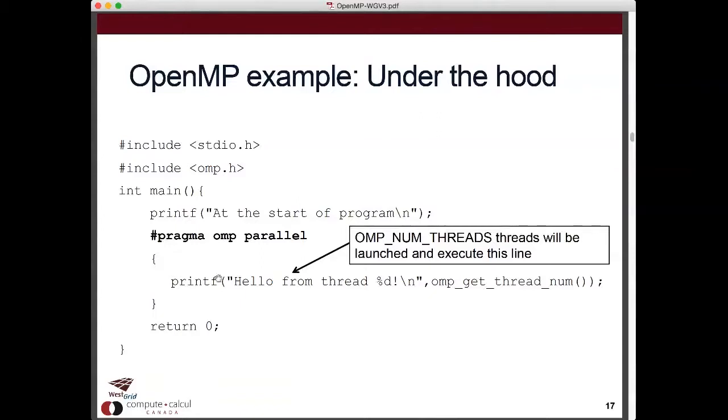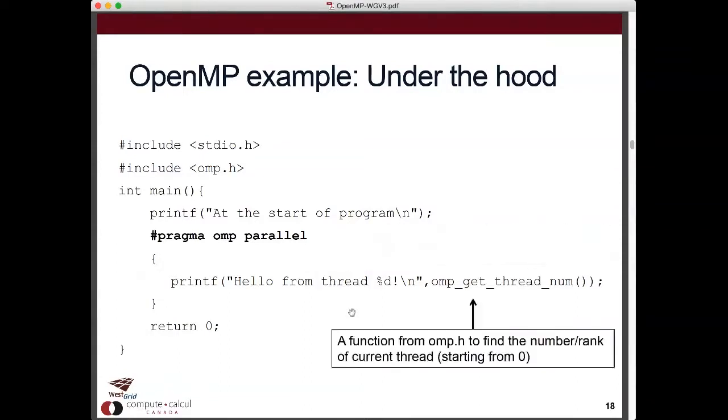So at this point, you have 4 threads running on different cores of your machine, and each one will run this line of code independently. Thread number 0 will run this, thread number 1 will run this, and so on and so forth.